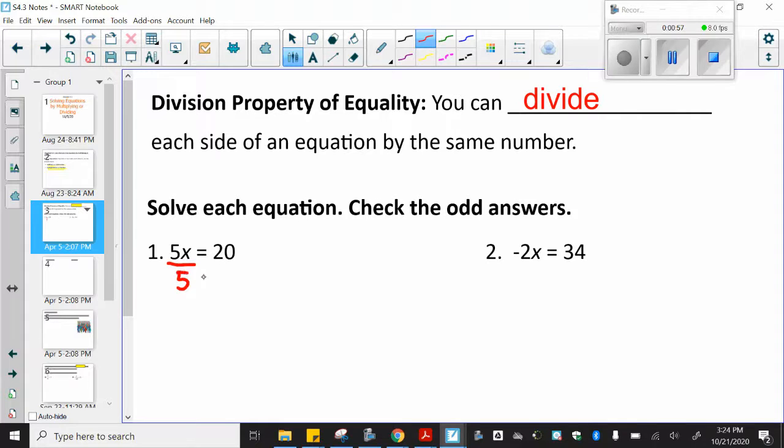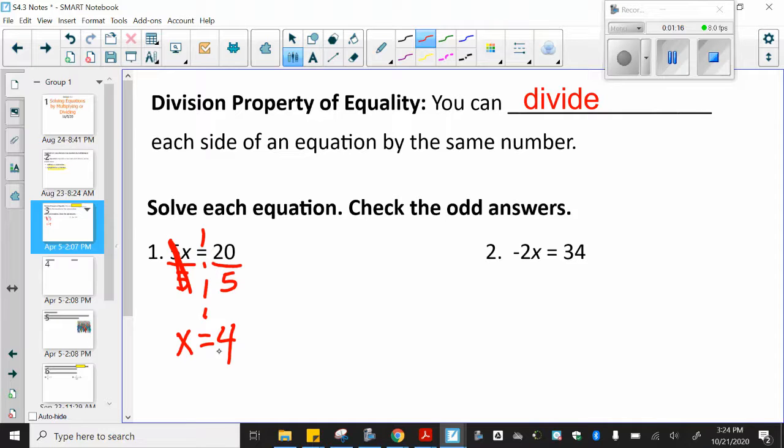I'm going to go across. Remember that imaginary fence we talked about before? Go across. Divide both sides by 5. Work our way down. 5 divided by 5 makes 1. So instead of writing 1x, we're just going to write x. 20 divided by 5 is 4.